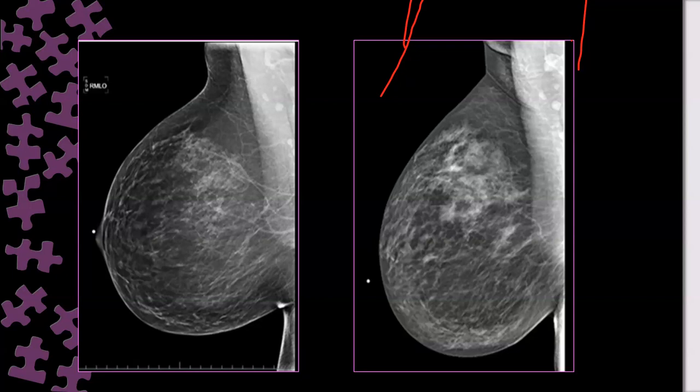Also, the nipple is not in profile. Not central. The nipple is tilted. Here it appears much more pointing forward, straight. But here it might be tilted to one side. That is why we have seen it, but it is not very clear. What else?